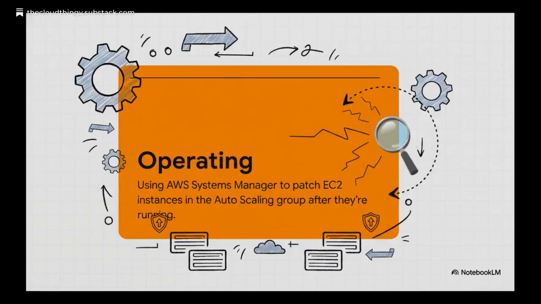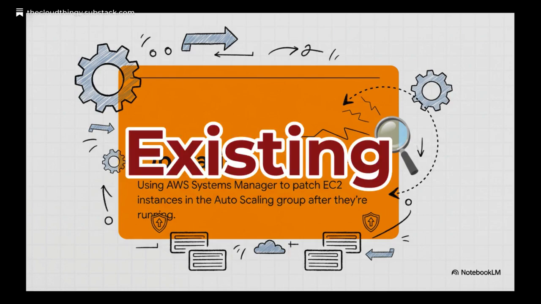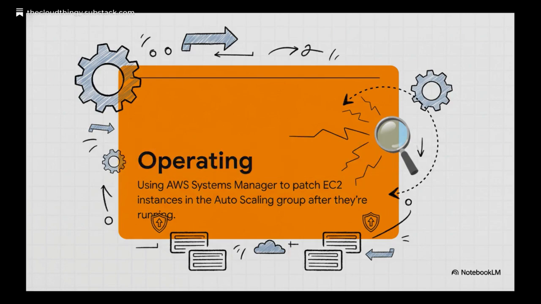And on the flip side, operating is what happens after everything is up and running. Think about using AWS Systems Manager to go in and apply security patches to your EC2 instances while they're live, without destroying them. The key word there is existing. Okay, theory is one thing, but let's see how this plays out on an exam question.